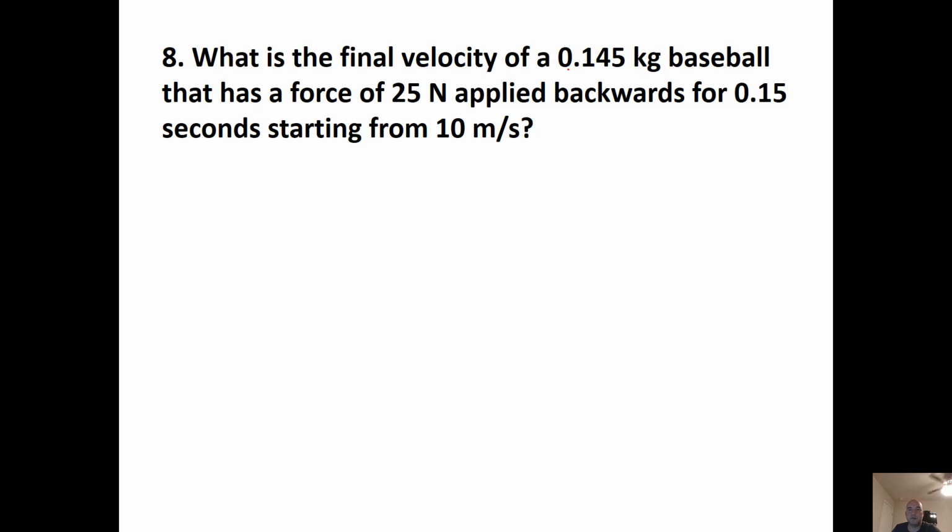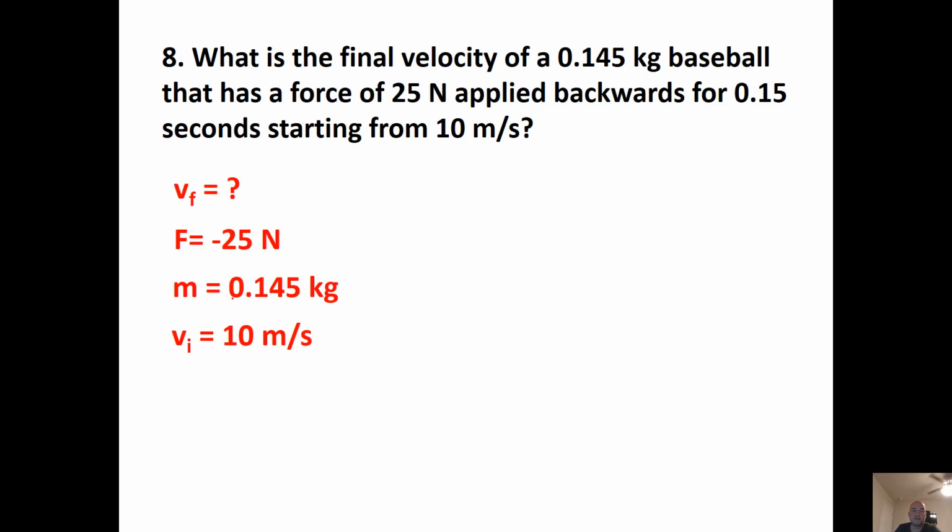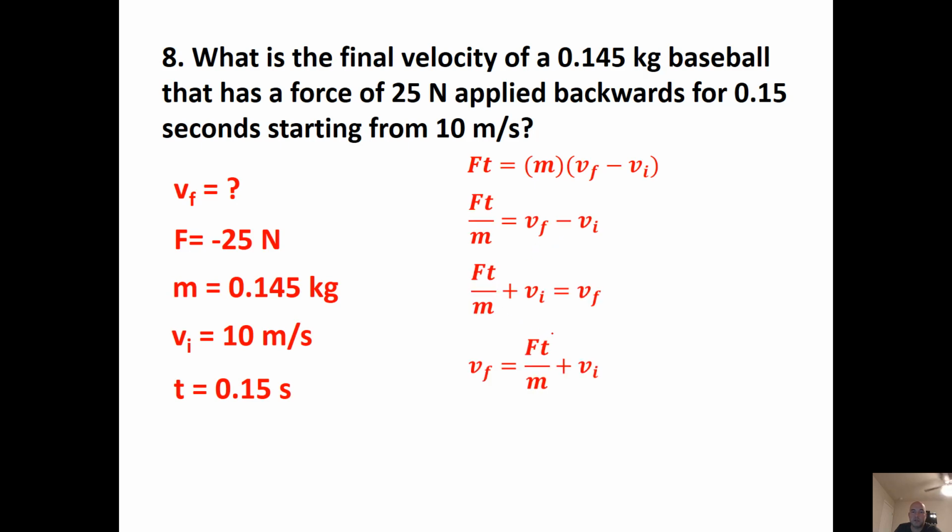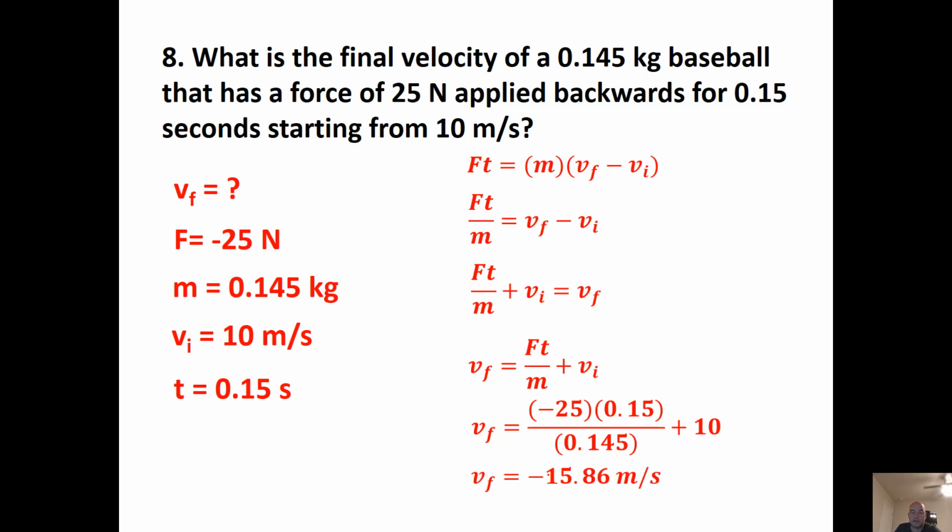What's the final velocity of a 0.145 kilogram baseball when a force of 25 newtons is applied backwards for 0.15 seconds starting from 10? So it has a velocity this time. It's not 0 this time. Same mass, same equation, except this time we're going to have the initial velocity of 10 in there. And when you do the math, you end up getting negative 15.86 meters per second, or 15.86 meters per second.